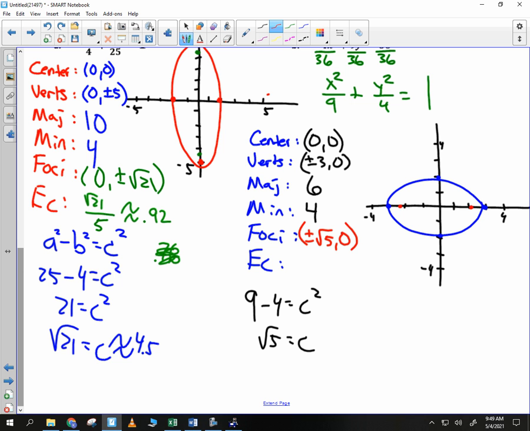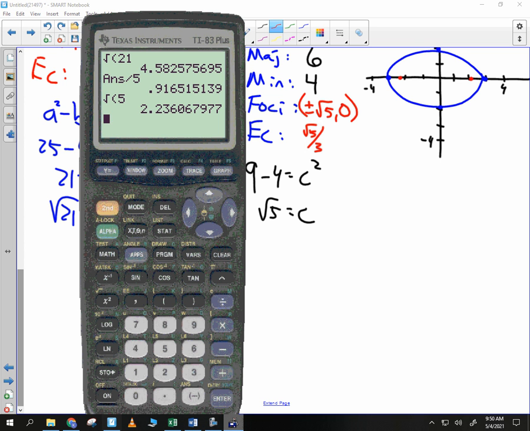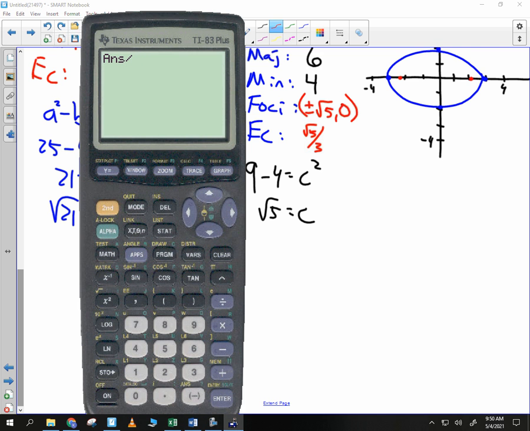How do I calculate the eccentricity? Root of 5 divided by 3. So if I take that 2.24 and I divide it by 3, I get 0.745. Well, 0.75. You can tell that that one's not as stretched as the other one, is it? So therefore, the value is getting closer to 0. These aren't as bad, are they? Let's do one where it's not centered at 0, 0, and we'll call it a day.